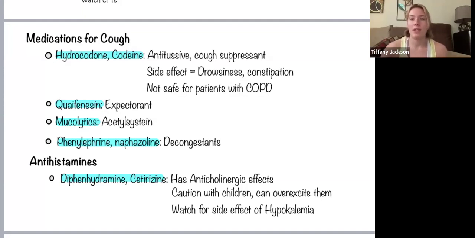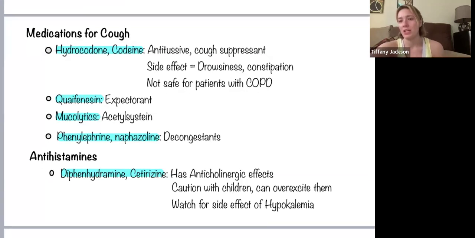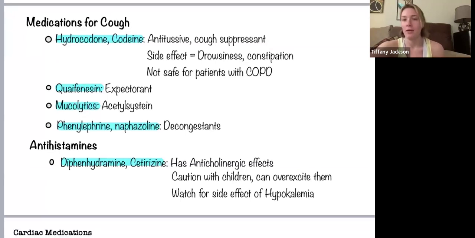Up next, we have our antihistamines. These kind of help more with our allergies. This is going to be diphenhydramine, which is Benadryl, and cetirizine, which is Zyrtec. Again, these have anticholinergic effects, so they're going to cause those anticholinergic dries. Be very careful. We should not be giving Benadryl to children as it can overexcite them. And watch your potassium while on this medication as it can cause hypokalemia.